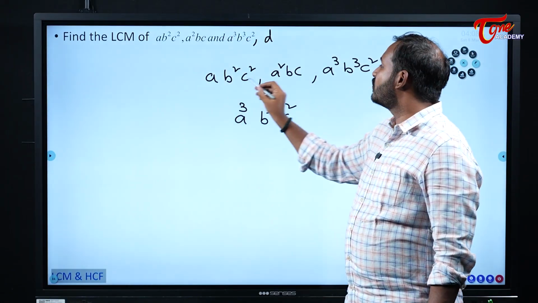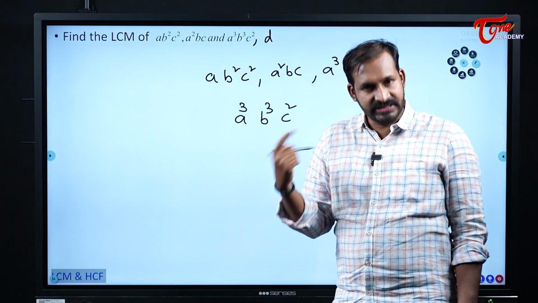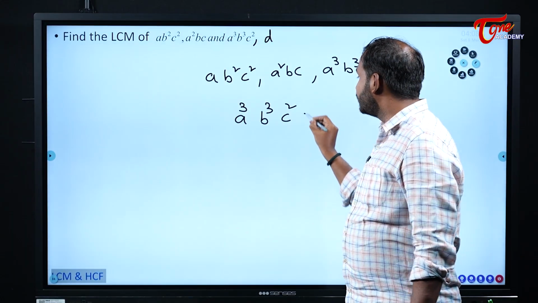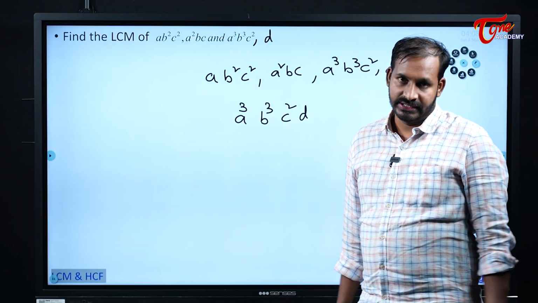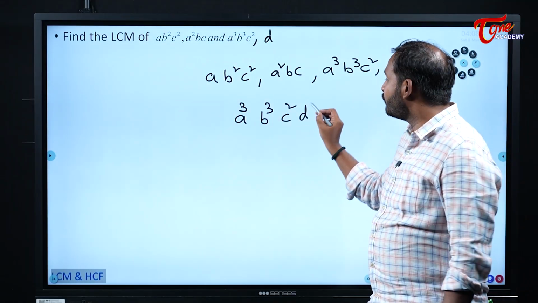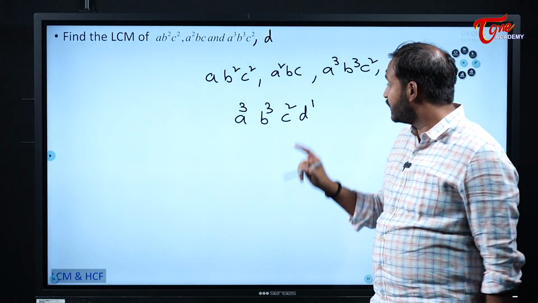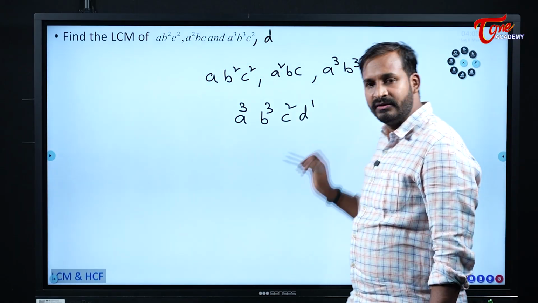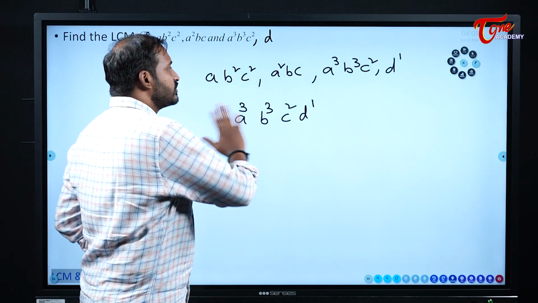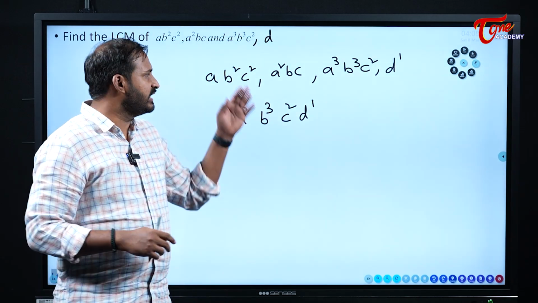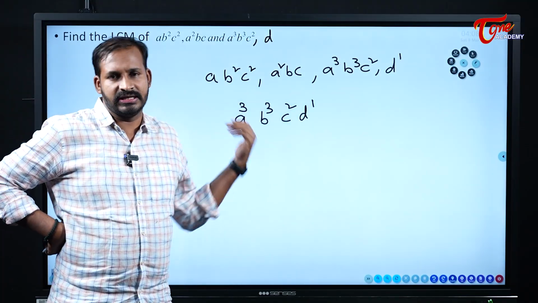But actually D is not there in this, right? But still I need to take D also into consideration and I need to write my LCM as D to the power of 1. Anyway, D was there for only one time and its power is also 1. So I will directly take it as D to the power of 1. That is fine. Okay. So irrespective of whether it is there in all the terms or not, we can take that value.